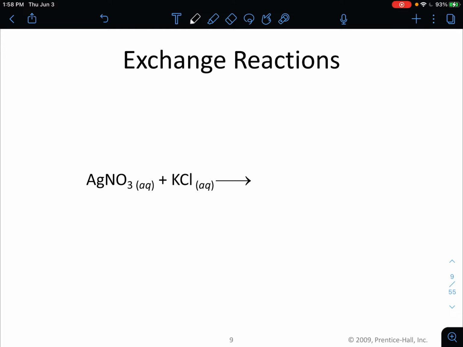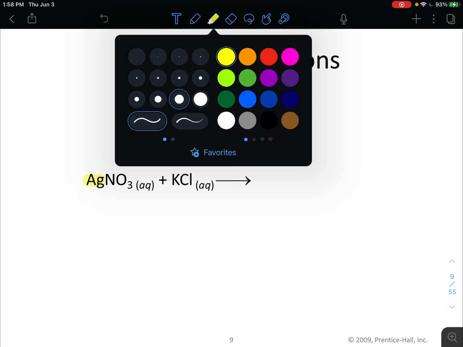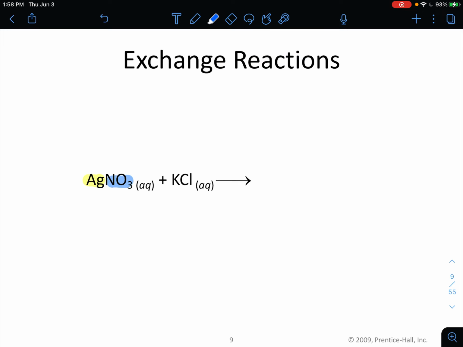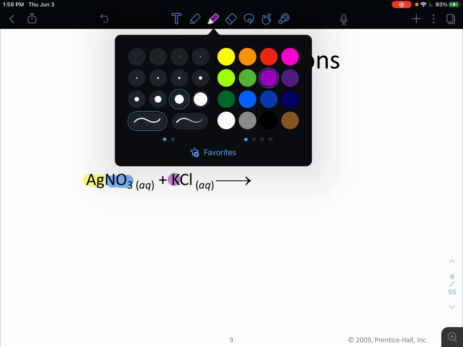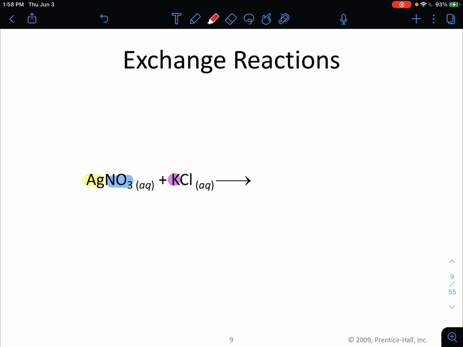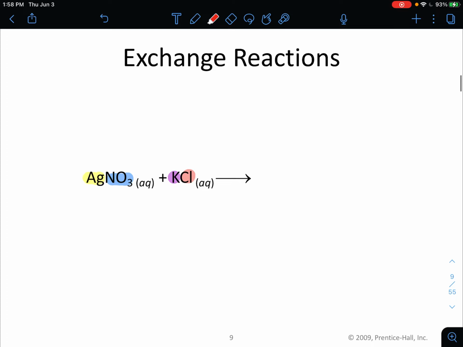So in this reaction, we're combining together silver nitrate and potassium chloride. I'm going to just give each portion its own color. So silver, nitrate, potassium, red, I guess, chloride. So that's how things are paired up to start with. Silver nitrate and potassium chloride. And so these reactants are going to switch partners.